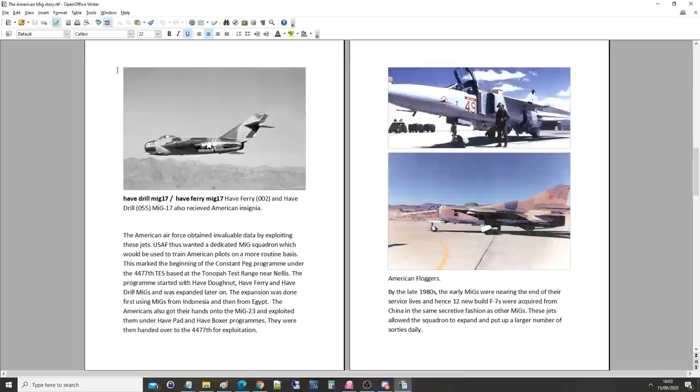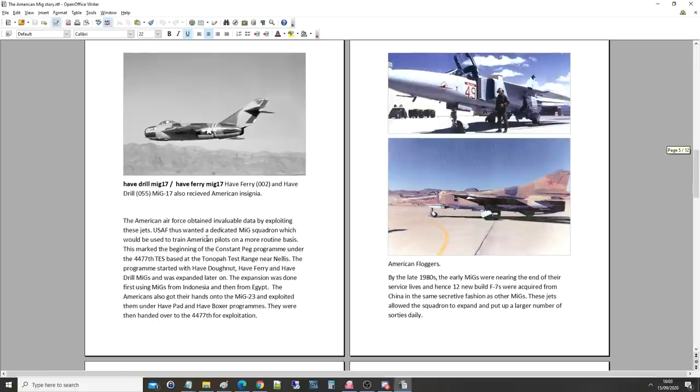That is so weird, doesn't it? A MiG-17 with an American sign. The American Air Force obtained invaluable data by exploiting these jets. USAF thus wanted a dedicated MiG squadron, which would be used to train American pilots on a more routine basis.